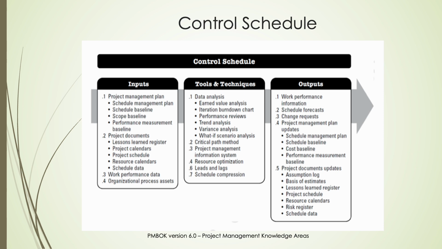alternative courses of action. The outputs of this process include updated work performance information, revised schedule forecasts, and necessary change requests. It often results in updates to project management documents such as the schedule baseline, cost baseline, and risk register. Overall, controlling the schedule ensures that the project stays on track, timely addressing any issues that could cause delays or inefficiencies.